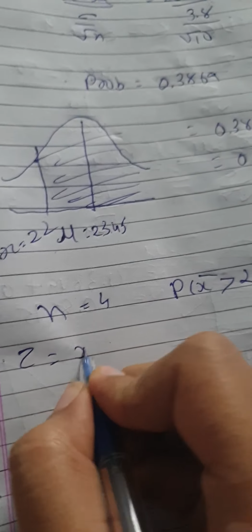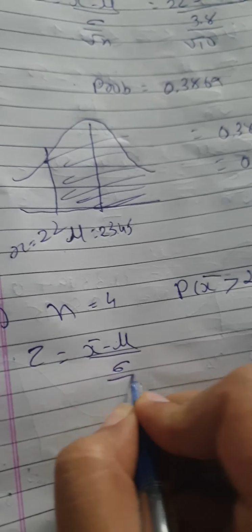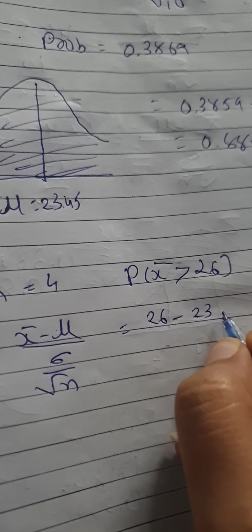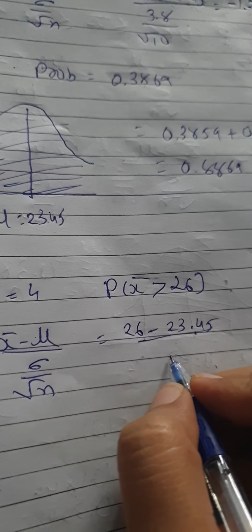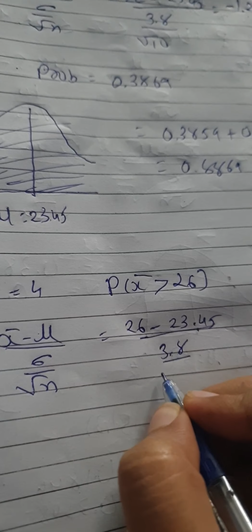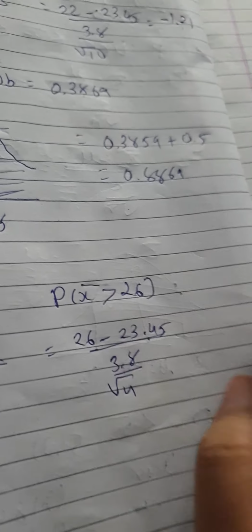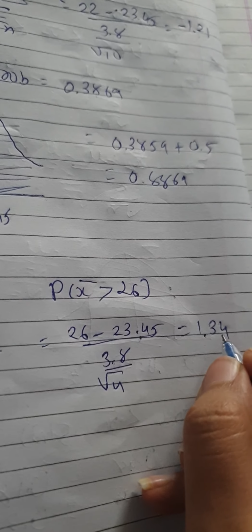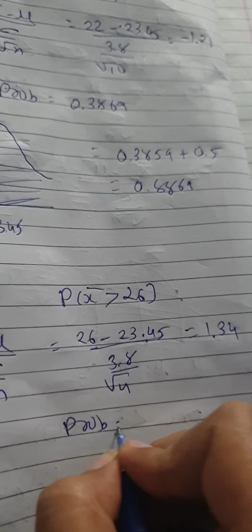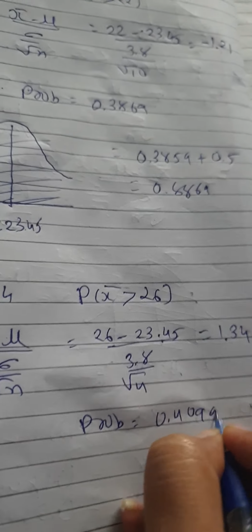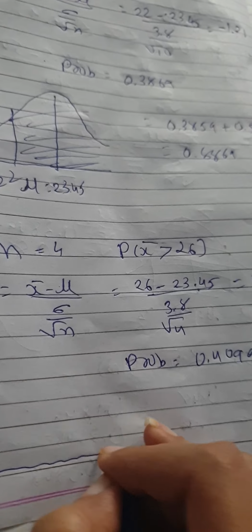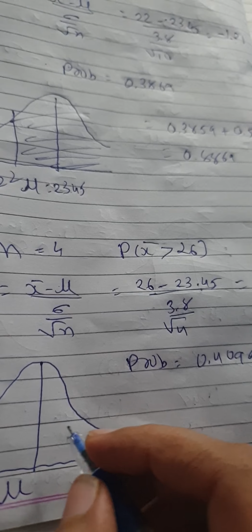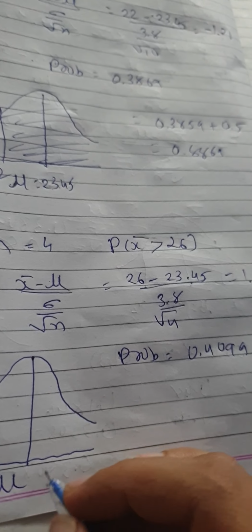Z equals x bar minus mu upon standard deviation root n. x bar 26 minus 23.45, standard deviation is 3.8 upon root 4, right? So you will get the answer of 1.34. If you are checking out the table value for 1.34, the probability will be 0.4099. Now normal distribution curve, this is your mu, and that is 23.45, right?